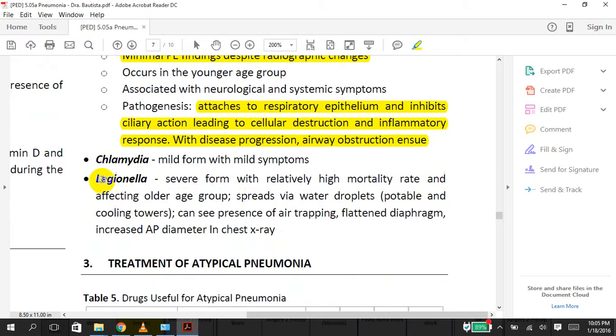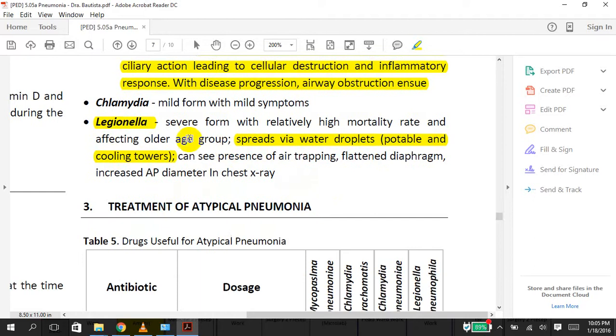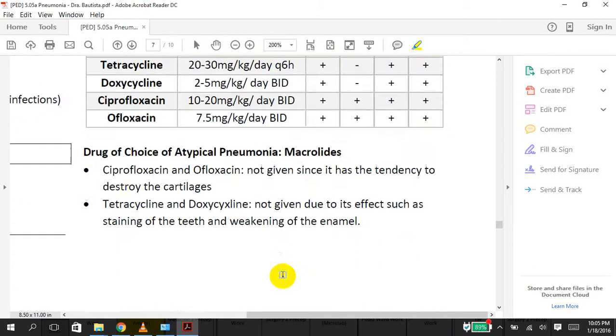For Legionella, what's important is that it is spread via water droplets. So especially, for example, in the hospital, if the patient is in an air conditioned room, or one which has cooling towers, then you can also consider Legionella as one of the causes. So how do you treat atypical pneumonia? You use macrolides. So that's it for pneumonia. Good luck.